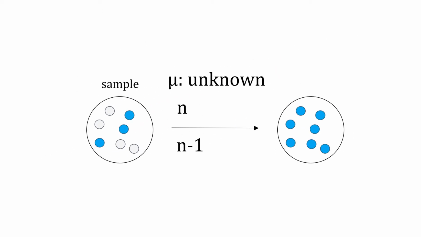What happens if you insist on using the formula with n in the denominator for estimation using x bar? Well, chances are your estimation of variance will be too low. Let me explain that in more detail.